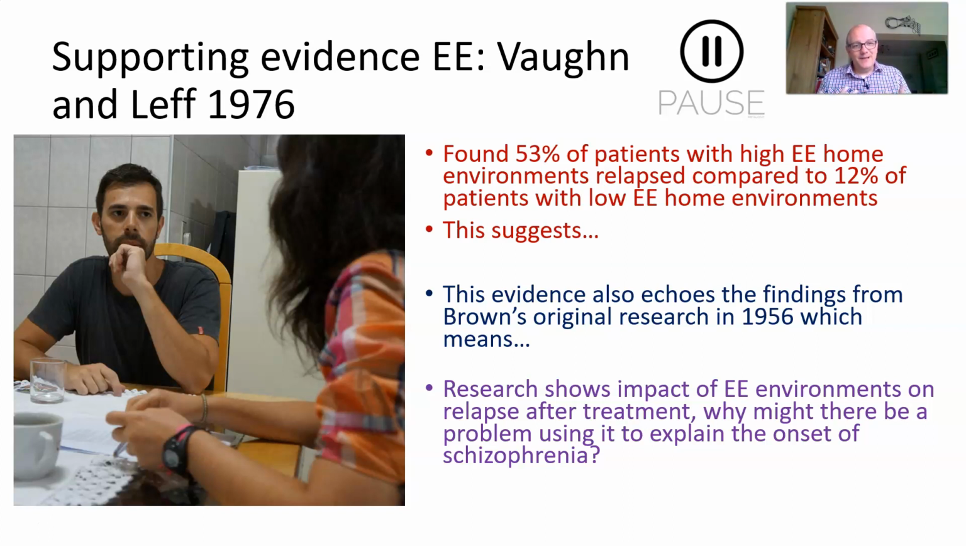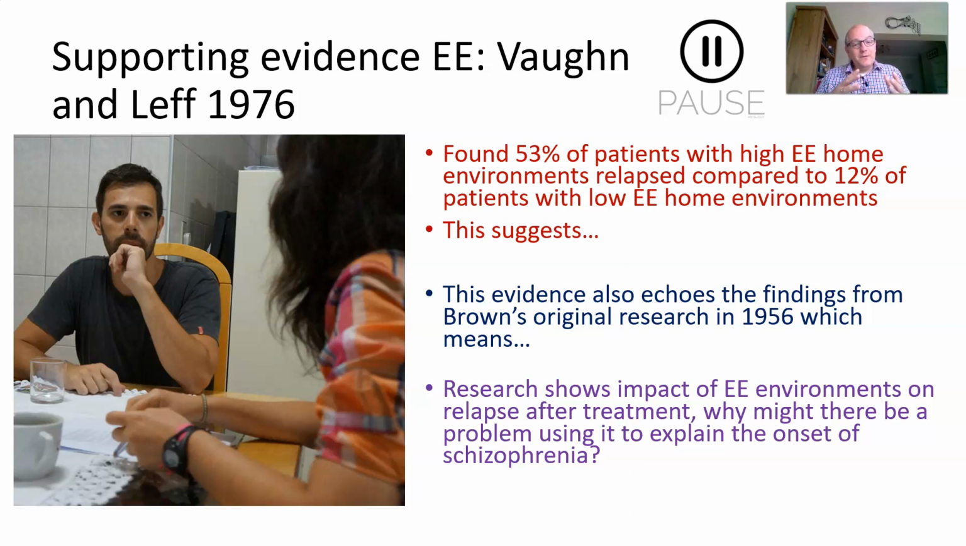Quite rightly, this does give evidence. It shows that somehow a family environment plays a part in the onset of schizophrenia. These findings aren't too dissimilar from Brown's. Remember, George Brown, right at the beginning, interviewed his schizophrenics and identified those negative family environments. So if you've got more than one study showing the same thing, we're showing some consistency here, almost external reliability. We're pretty sure now that EE has an impact on relapse.